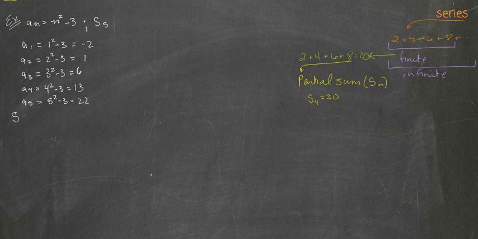So the sum of the first 5 elements or terms of the series defined by the formula a sub n equals n squared minus 3 is negative 2 plus 1 plus 6 plus 13 plus 22, which equals 40.